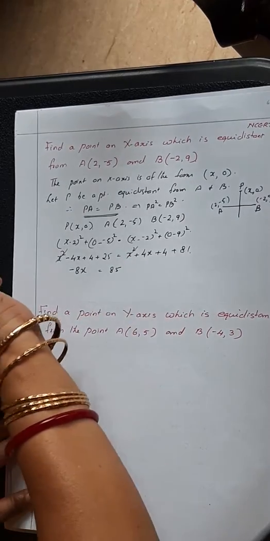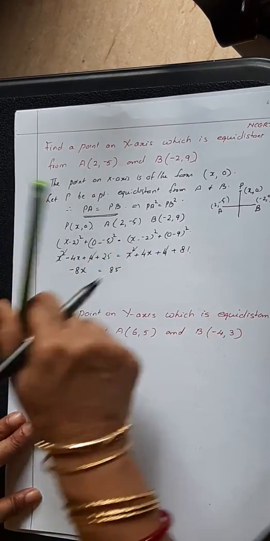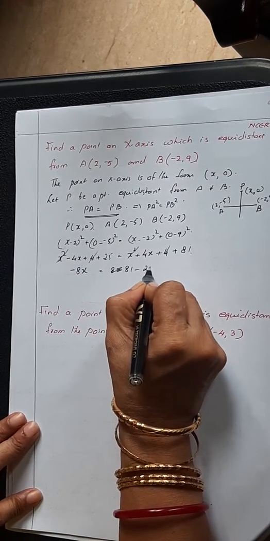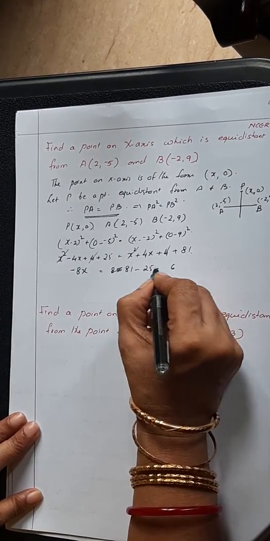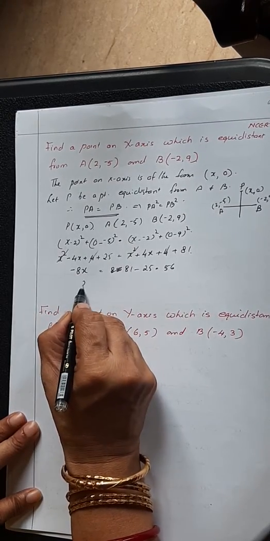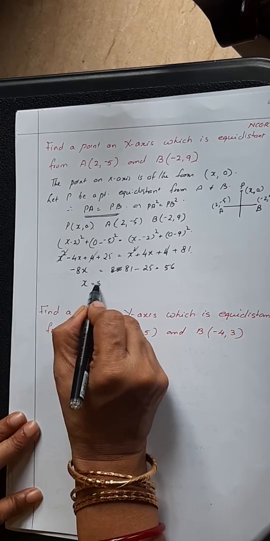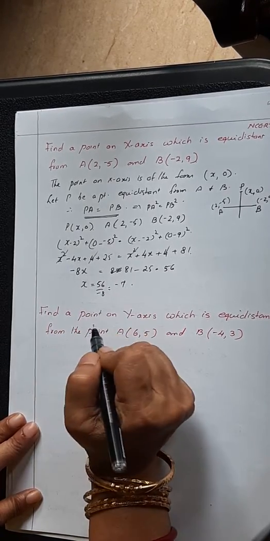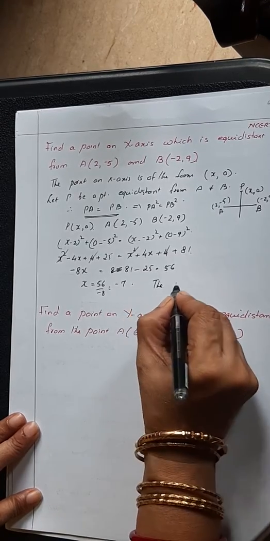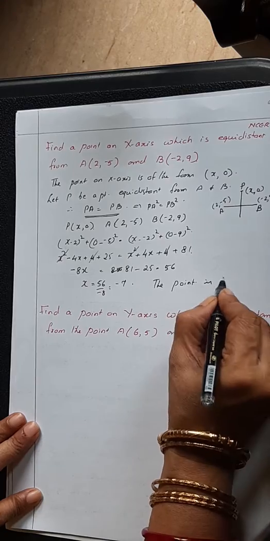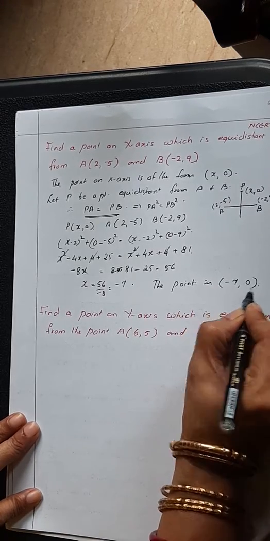4 and 4 also will get cancelled. So you are left with 81 minus 25. So x is equal to 56 by minus 8. It is equal to minus 7. So the point is (-7, 0).